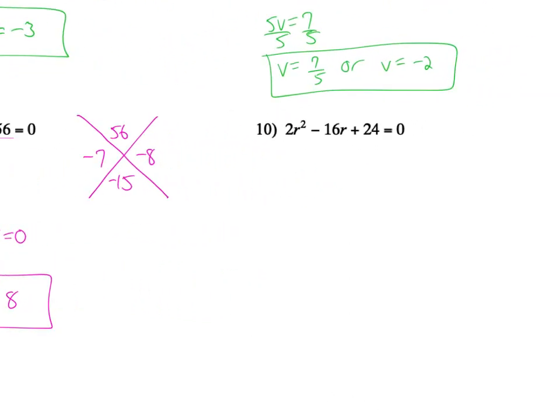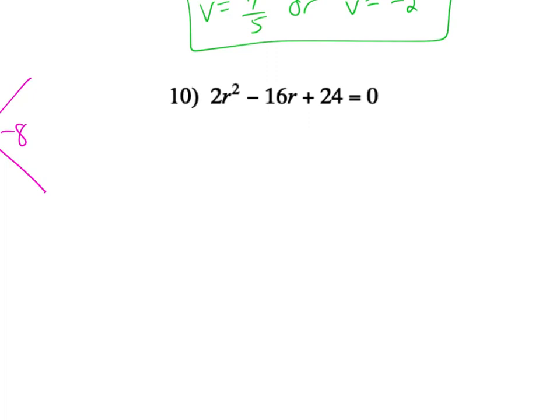All right, number 10. 2r squared minus 16r plus 24 equals 0. Is it equal to 0 right now? Yes. Is there a GCF? The answer is yes, there is a GCF. I got to pull that out first. What number goes into all those numbers there? So we're going to do 2 and do square brackets. Now we're going to divide everything by 2. So we're going to have r squared minus 8r plus 12 equals 0.